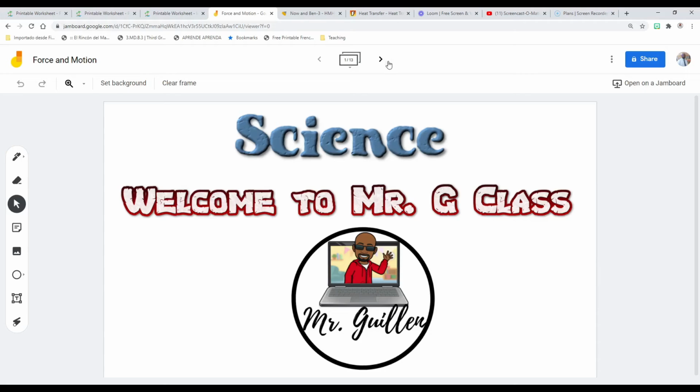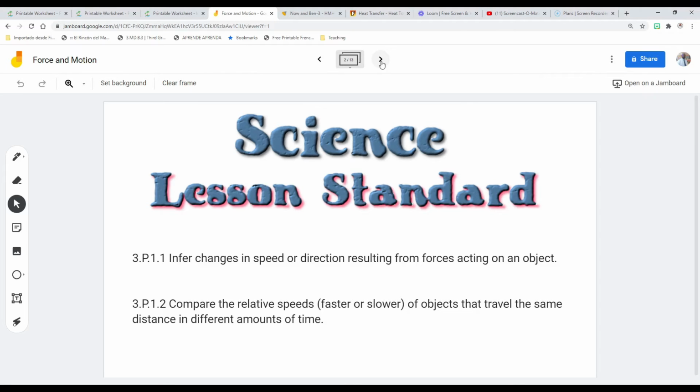Our lesson of today: infer changes in speed or direction resulting from forces acting on an object. Basically, we are going to be learning about force and speed, and how the speed changes according to the force applied to it. Also, we're going to be comparing the relative speed, I mean, how fast or how slow an object goes depending on the amount of force applied to it, and also the distance that object can go based on that force.